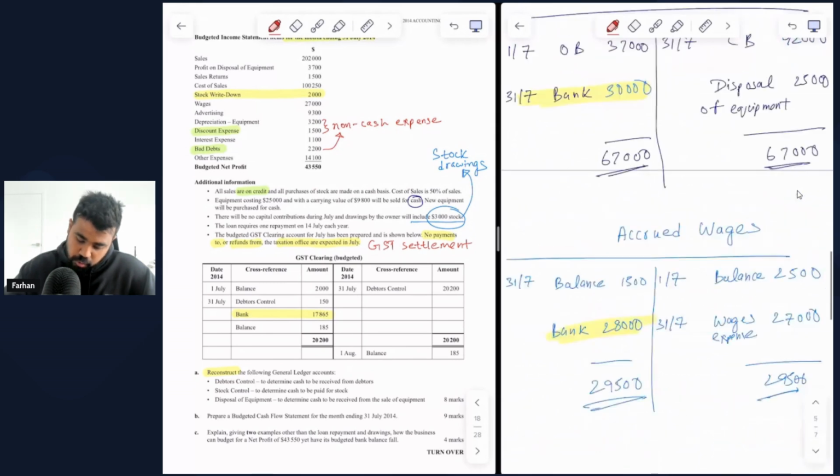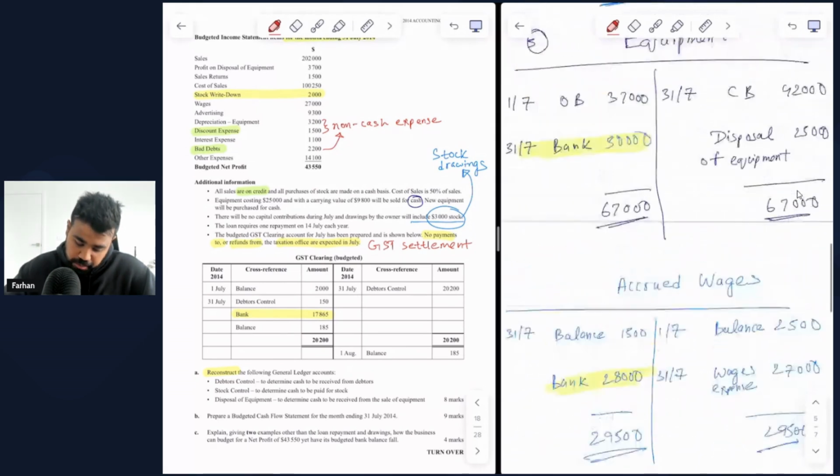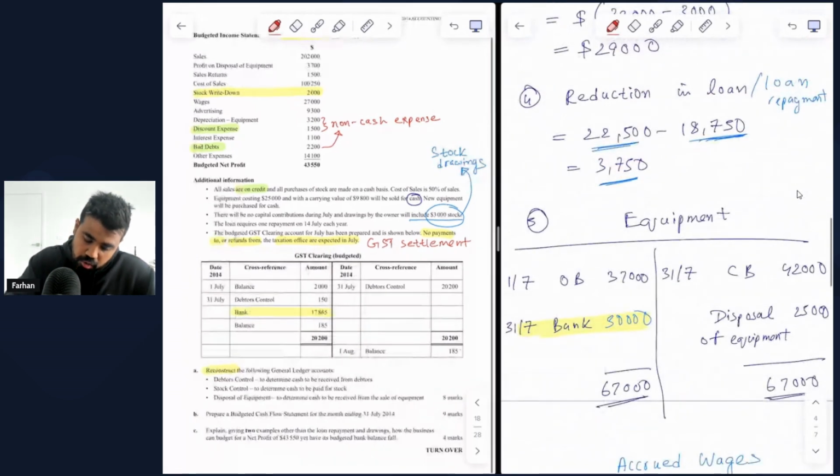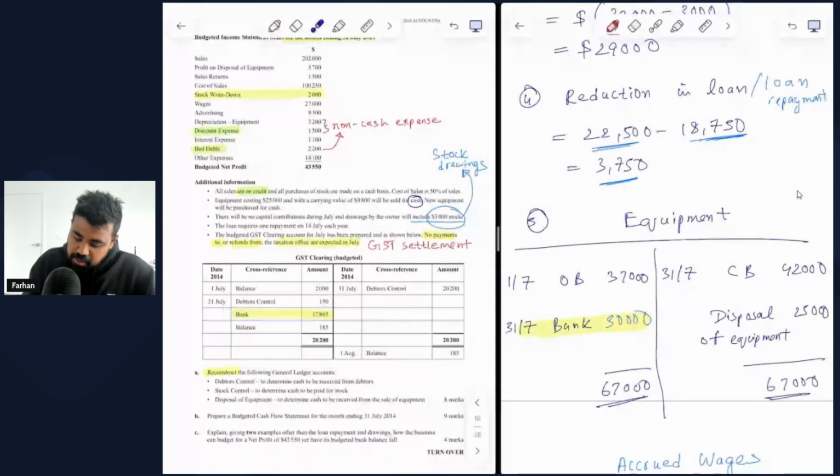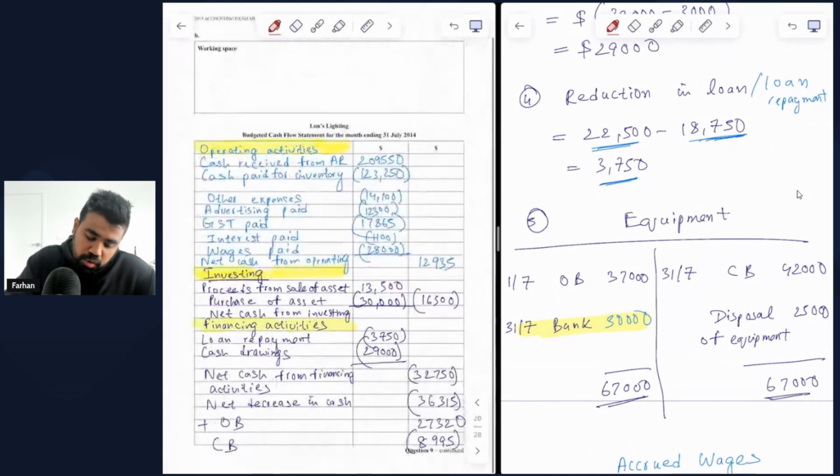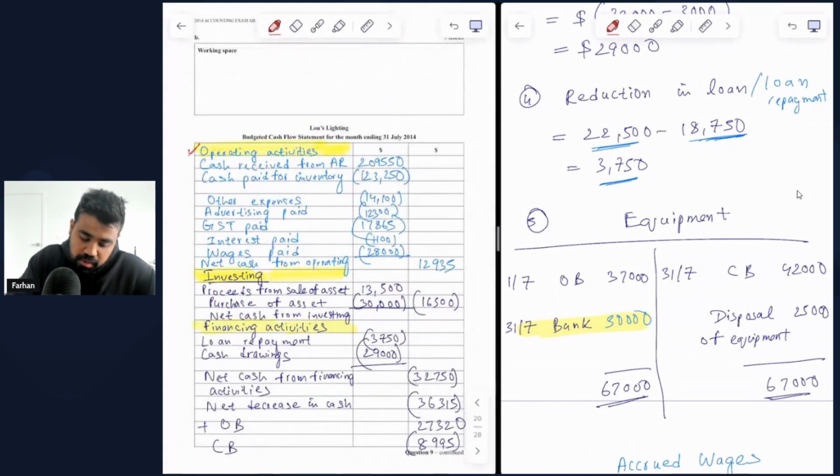So let's move on to the second part of the question, which is to prepare the budgeted cash flow statement for the month ending 31 July 2014. Right. So I've already prepared it. Starting with the operating activities section, we included the cash received from accounts receivable of 209,550, which is what we have derived when we prepared the ledger account. And then we included cash paid for inventory, and that's in brackets to reflect an outflow.